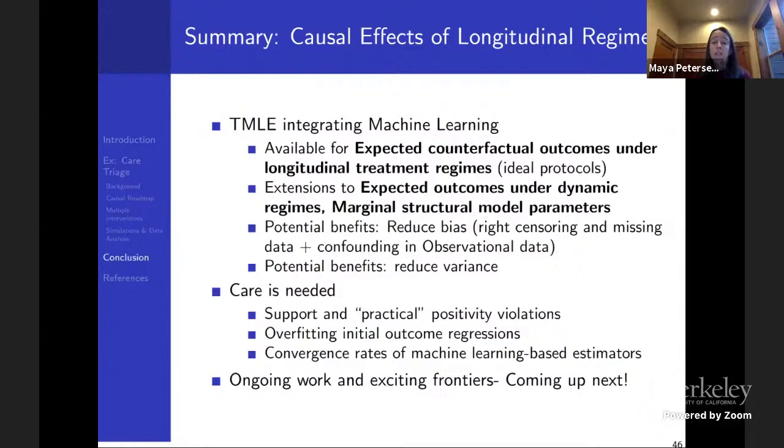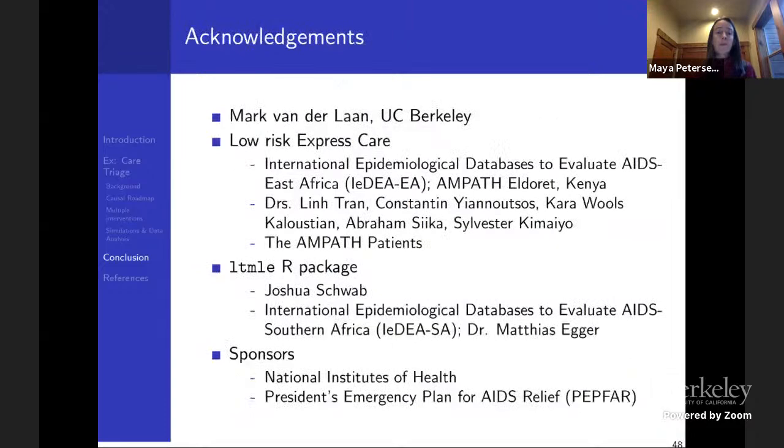That this offers the potential for real benefits, but as we'll hear from Mark coming up next, care really is needed. So there are a number of things that can go wrong with this approach, just as with all statistical estimation approaches. A few key ones are making sure that there's sufficient support and getting into these settings for marginal support of specific treatment regimes. The risk of overfitting your initial outcome regressions and what we can do about that. And then finally, working to ensure convergence rates of your machine learning based estimators. And so that is what Mark will be talking about coming up next.